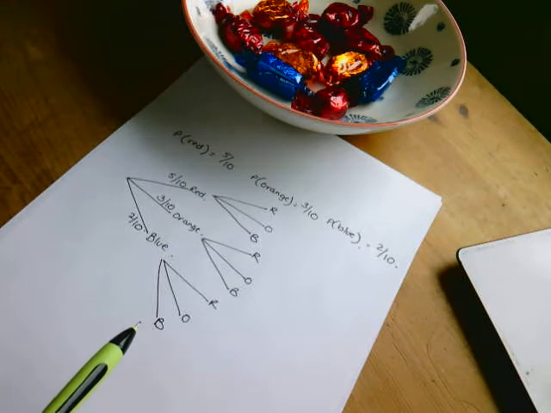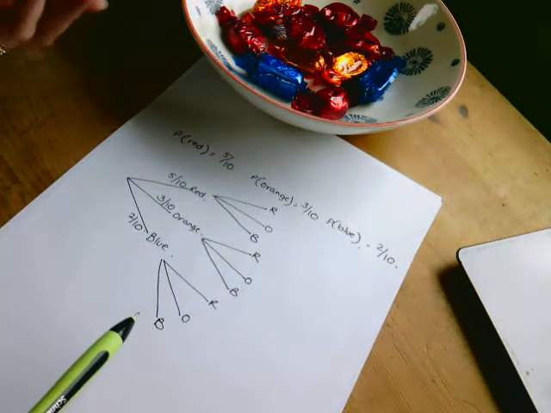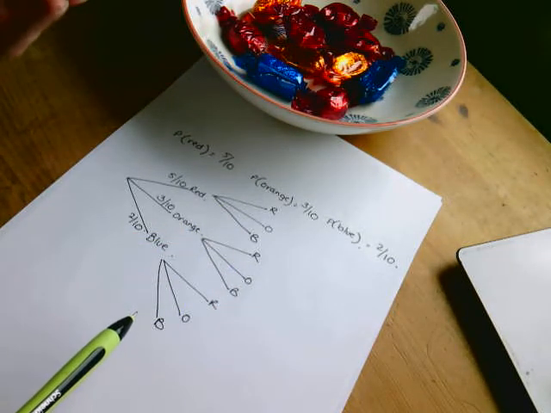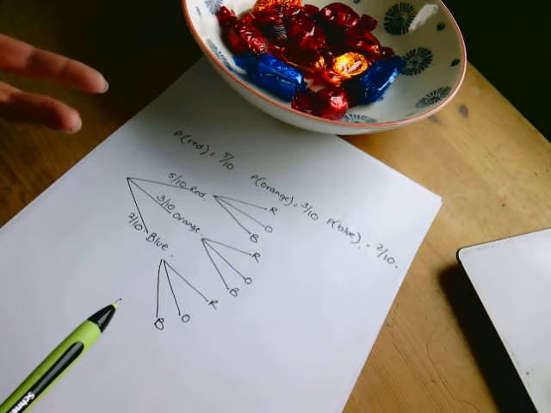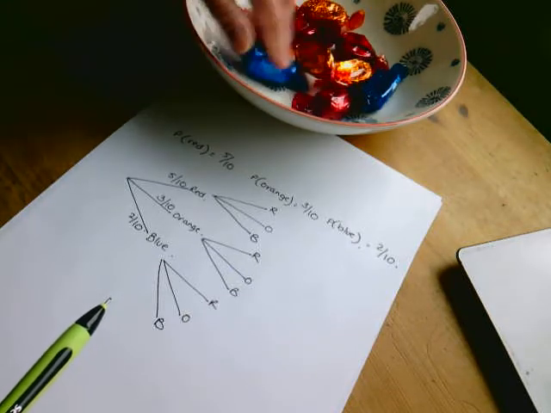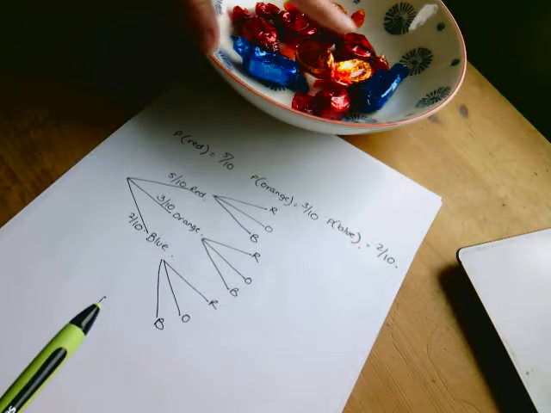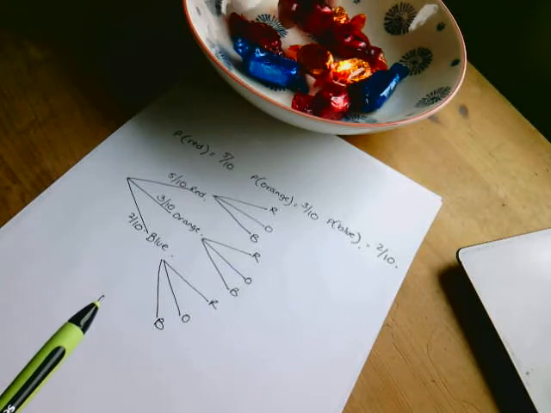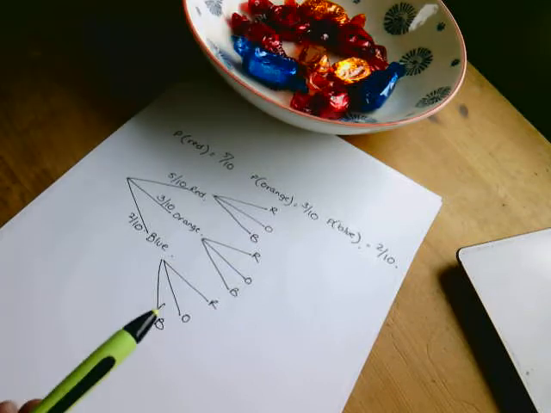So the difference with this video and the last video: in the last video I looked at what would happen if I took a red sweet out but then put it back again and looked at the probability of taking the second one. This time I'm not going to put it back. So this is probability without replacement. If I take a red sweet out now, I've only got 4 red sweets left out of 9 sweets altogether. One of them's gone. So the probability of my second sweet being red is going to be 4 out of 9.